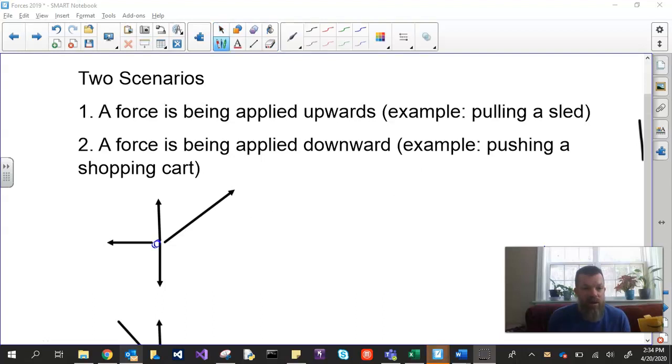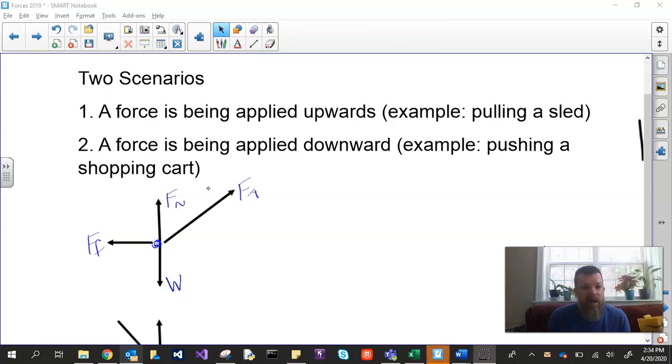So this would be a free body diagram for an object being pulled upward. We're going to call this weight this year because that's what you're going to see in the future. Still going to call this normal force. This is still force of friction, and this is your applied force.